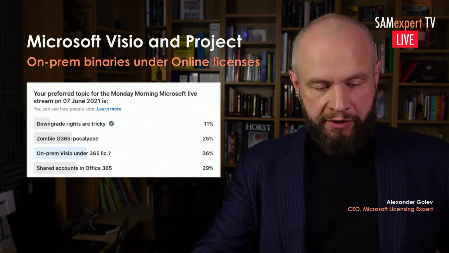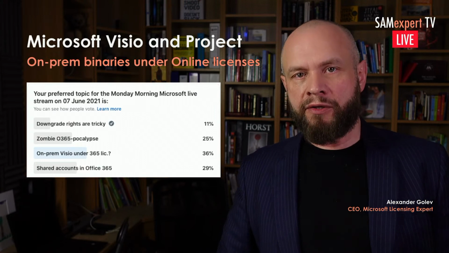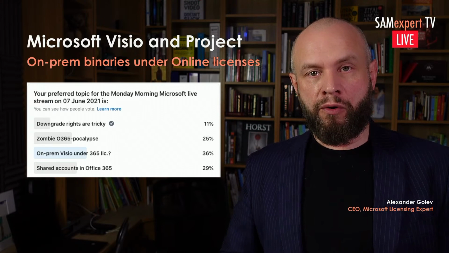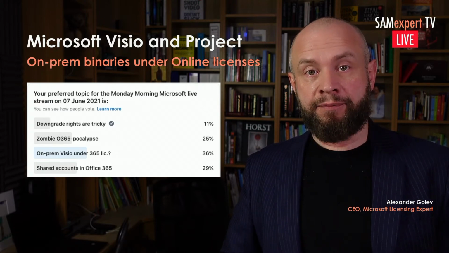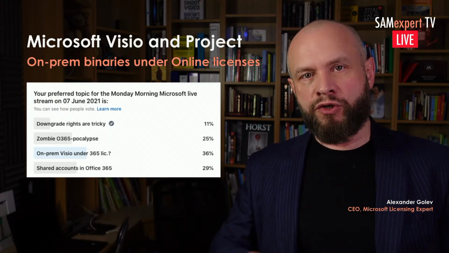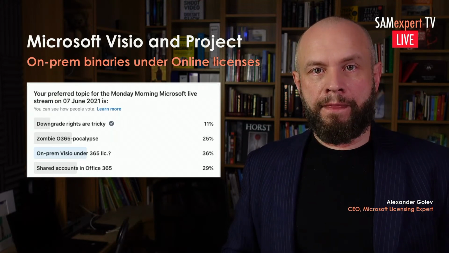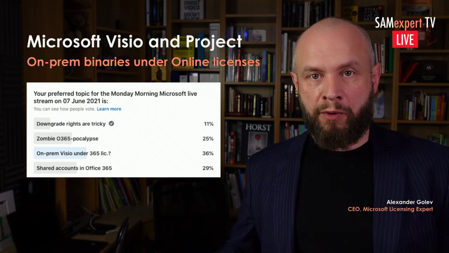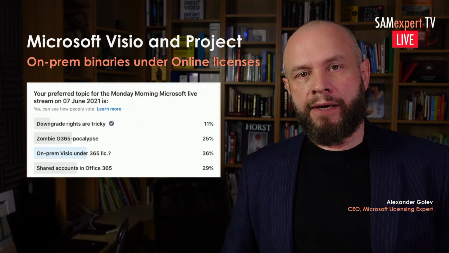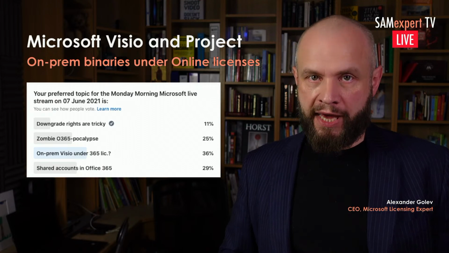Why this topic? I see it recently quite widely abused because somebody heard that you can license your users with online licenses and then deploy traditional, or just not even deploy, continue using what was previously installed as traditional Visio and Project by just assigning users that were missing on-premises licenses with online licenses of Visio and Project. May you do that? Can you do that?